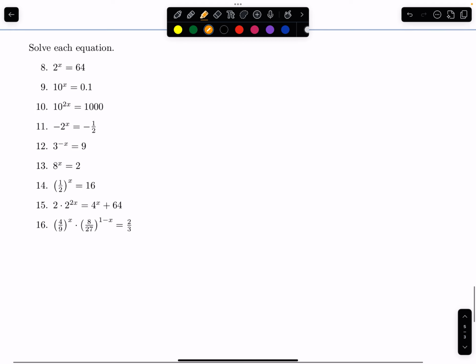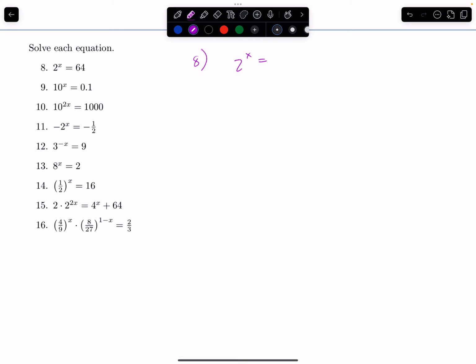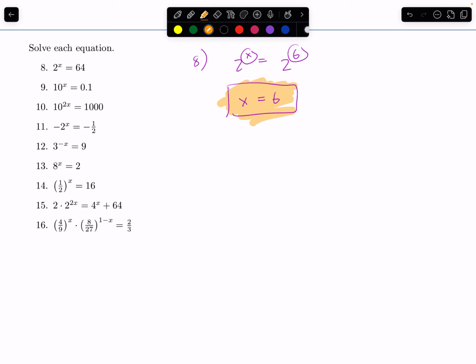So what is this next group of questions? Let me show you the first one. Number 8. I've got 2 to the x equal to 64, but in order to apply that rule I just talked about, I want it to look like 2 to the x equals 2 to the something, right? What is 64? 64 is just 2 to the 6. 2, 4, 8, 16, 32, 64. 6 times, so 2 to the 6. So then, applying the rule, the exponents must be equal to each other. So x must be equal to 6. And yes, indeed that is the case. There's your answer right there. Boom. Done.